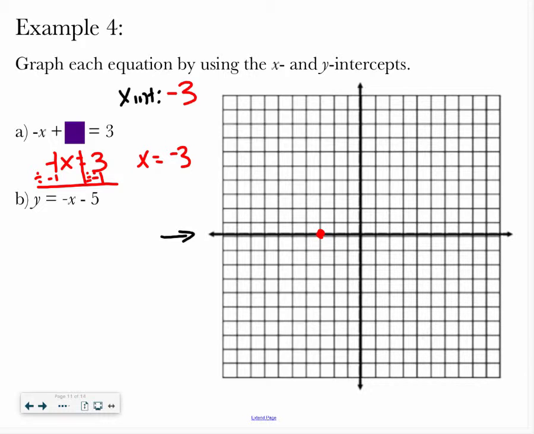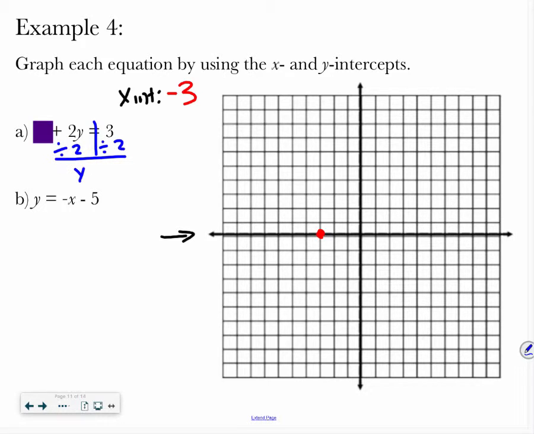And then in order to figure out my y-intercept, I'm going to do roughly the same thing. I'm going to plug 0 in for x, so I can just cover that up. And I'm left with 2y equals 3. If I solve for y, I'm going to divide both sides by 2. And I'm left with y equals 3 halves. So when x is 0, y equals 3 halves, which is 1.5. So I'm going to go up to 1.5. So my y-intercept is 3 halves. And then to finish graphing, I just have to connect my dots.